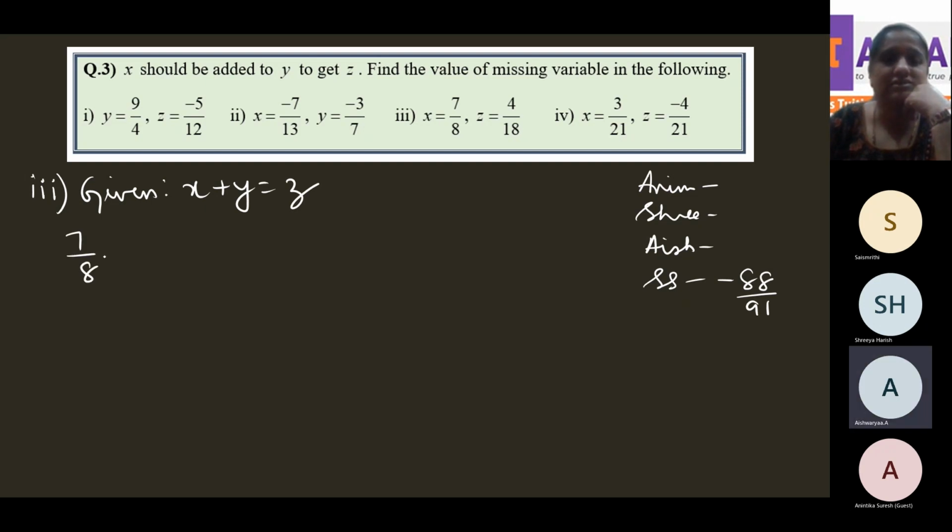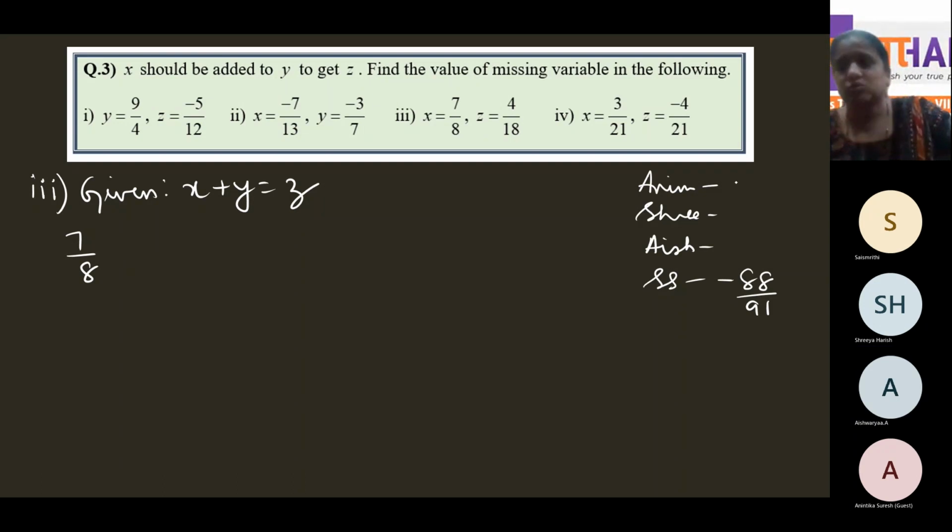Yeah, I want the answers. Others. Ma'am, I'm getting it as minus 47 by 72. Who's that? Aishwarya. Minus 47 by 72. Okay. Yeah, I'm waiting for the answers from Anantika and Shriya. 79 upon 72. Okay. Shriya?